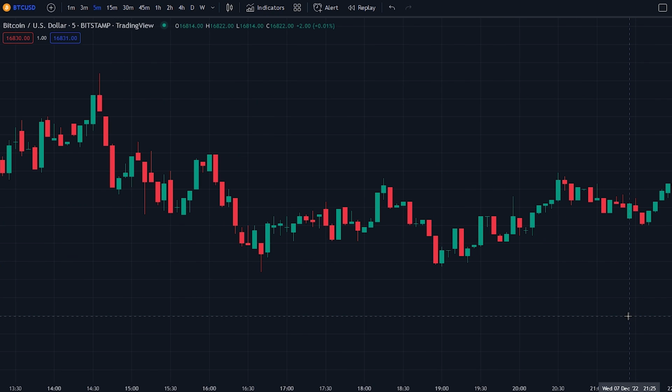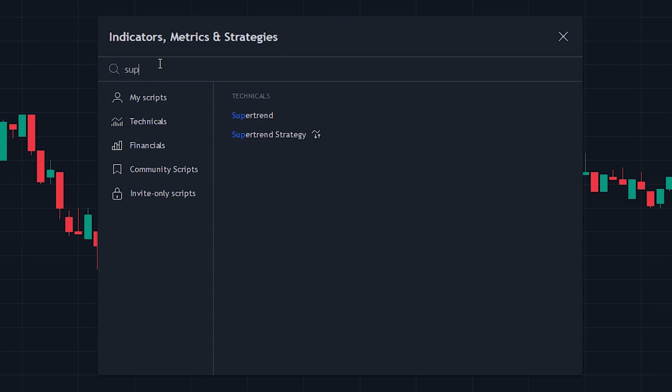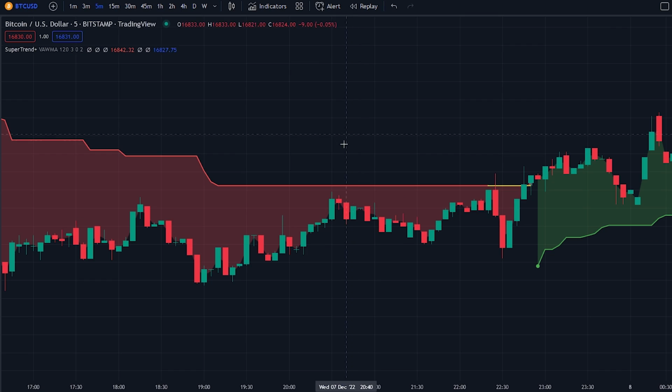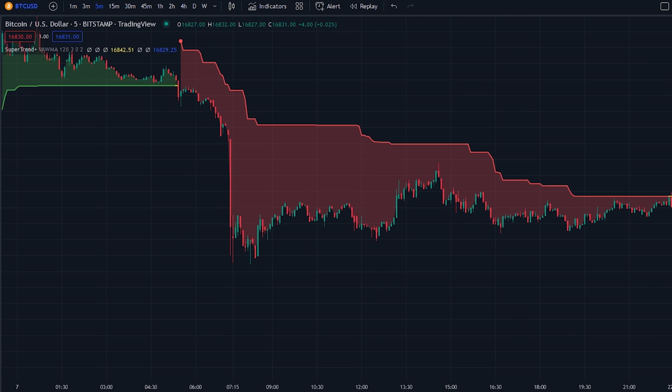Now let's add the indicators to the chart. Head over to the Indicator Search tab and search for the Supertrend Plus indicator. Select the indicator made by Electrified and add it to the chart. The strategy we will be using will be based on this indicator, so to make sure that we use it correctly, let's take a look at how it works.